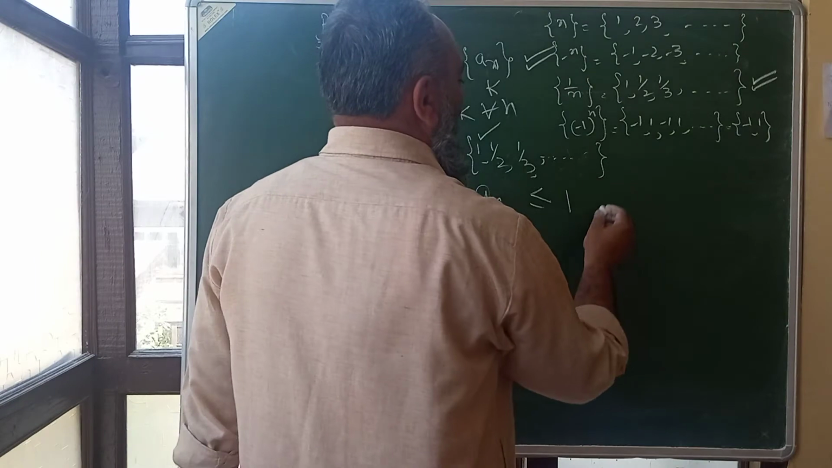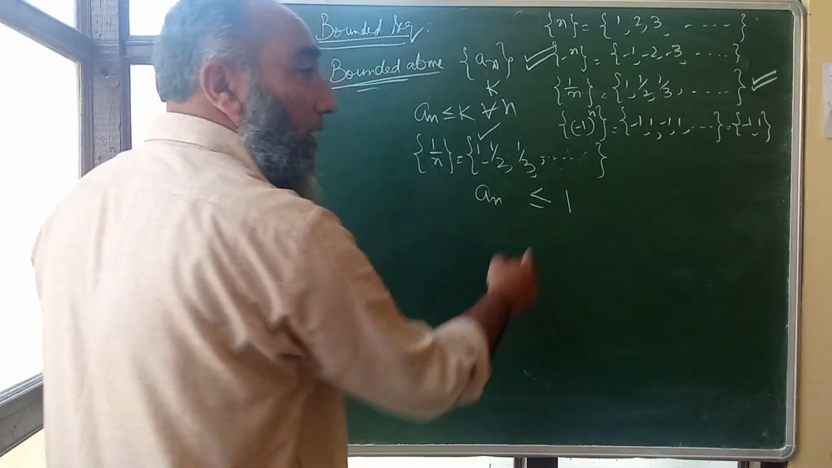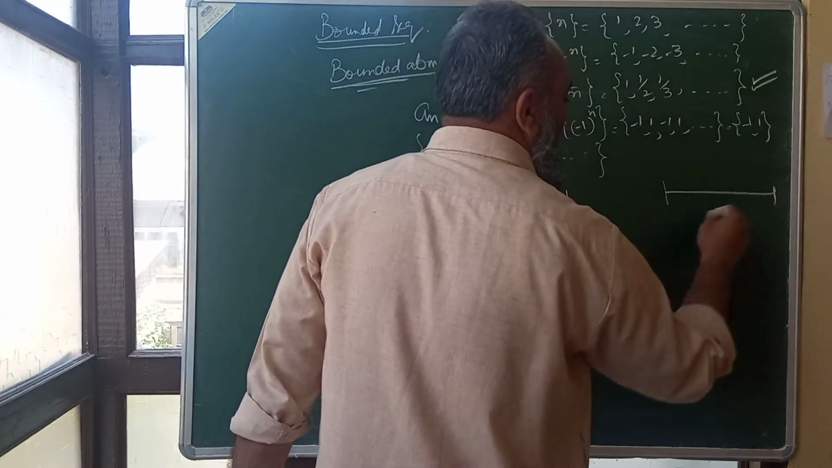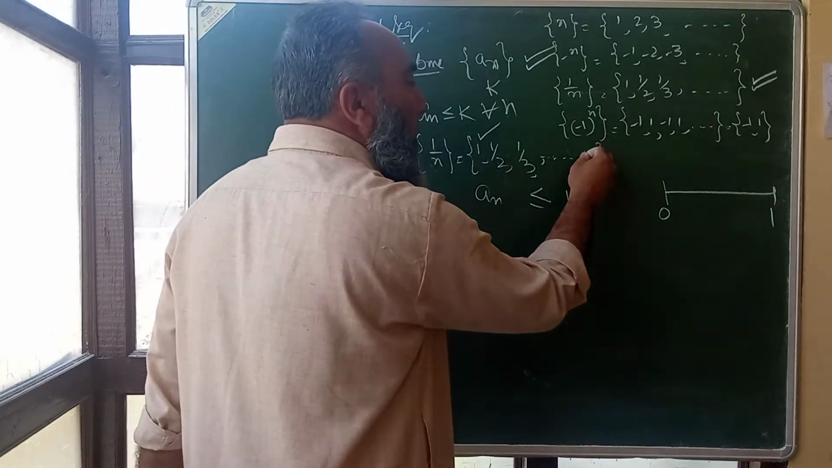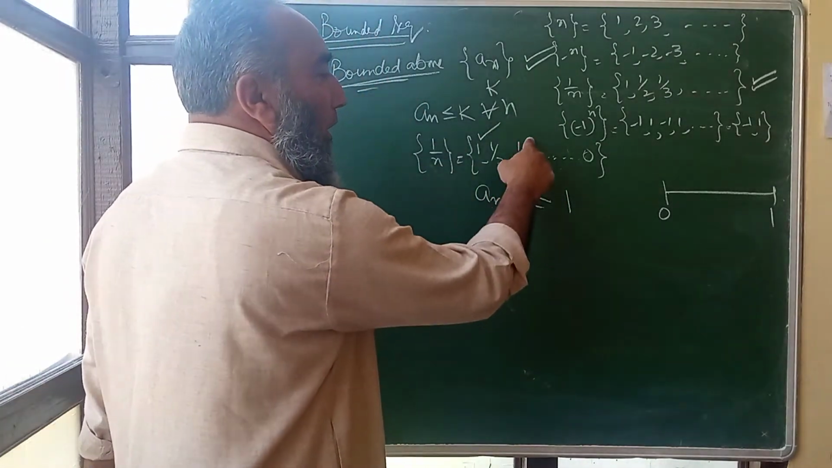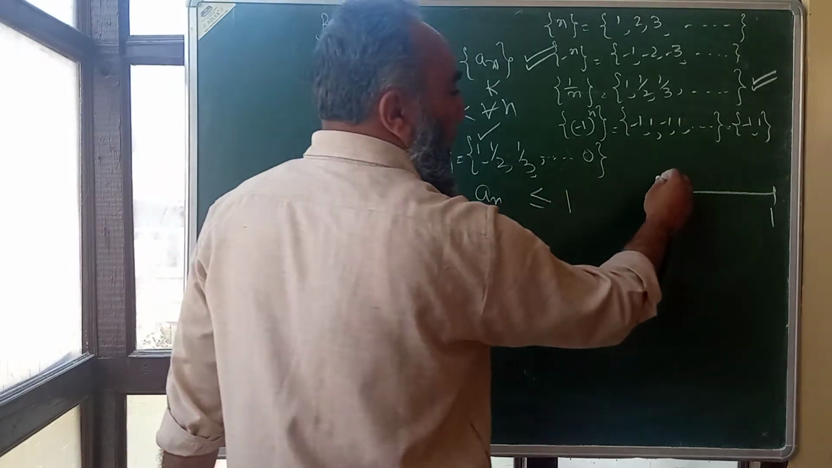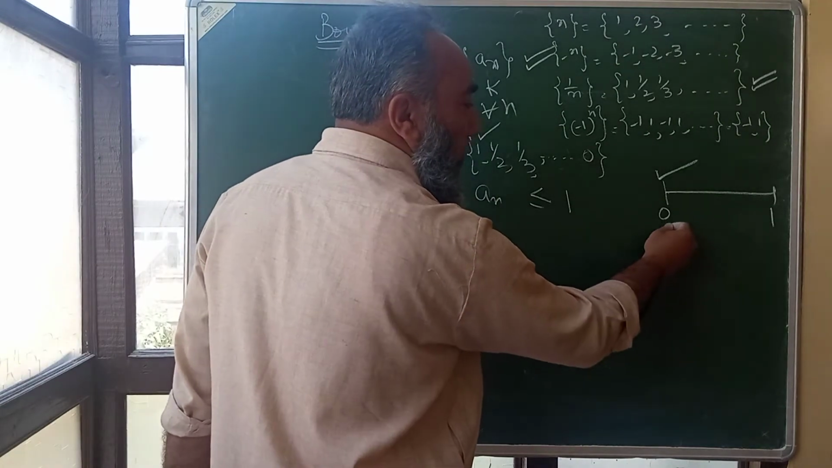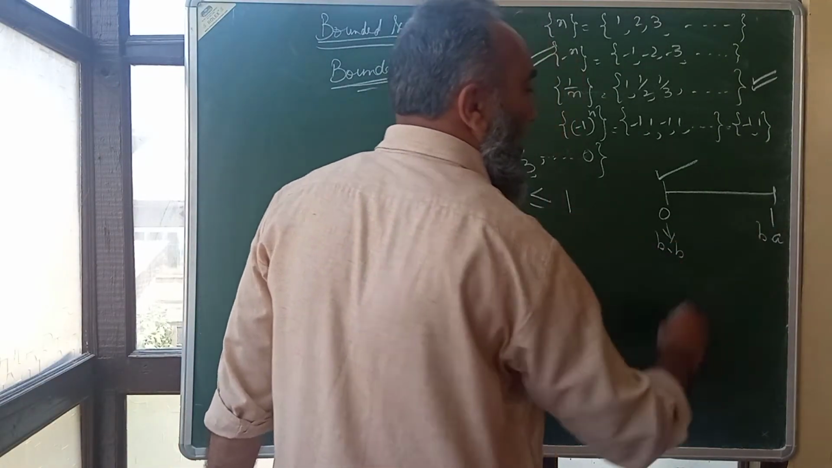So it is bounded above by 1, but it is also bounded below. You see, its range is 0 to 1 only. Maximum is 1 and minimum will be 0. 1 by 100, 1 by lakh, 1 by infinity, it will go to 0. So you can see this sequence 1 by n is bounded below by 0, and bounded above by 1.